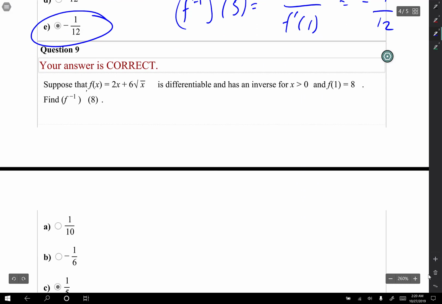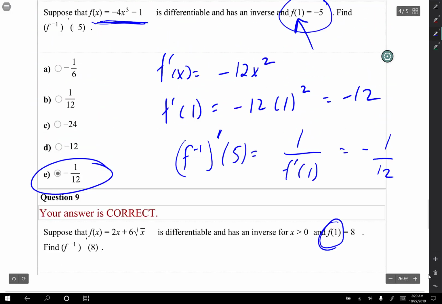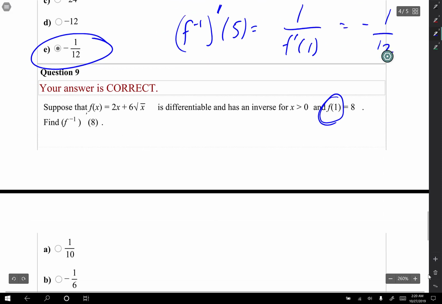Suppose that f of x equals blah, is differentiable and has an inverse. f of 1 equals 8. Find the derivative of the inverse at 8. Again, I'm focused at f of 1. I'm going to take the derivative at 1, and I'm going to just take a reciprocal. Have I been saying the word inverse? My apologies. I'm going to take the reciprocal of that.